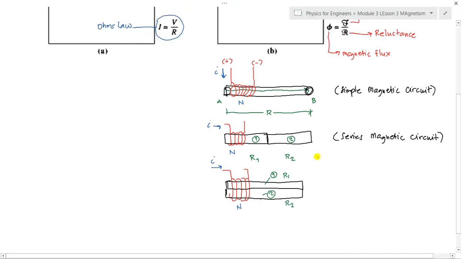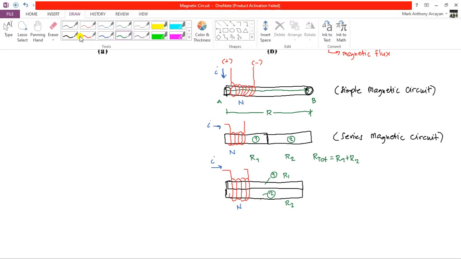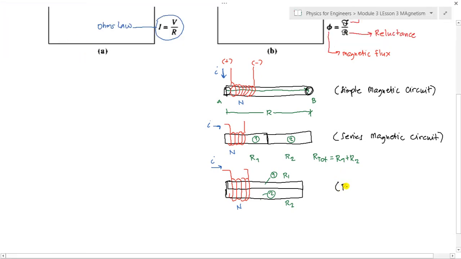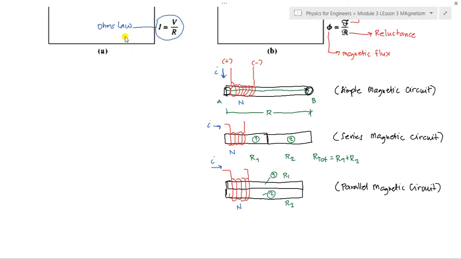And going back to the series, the total reluctance is just the sum, right? It is like a resistor, so R1 plus R2. Sorry, total reluctance, not total resistance. And for parallel, this is the representation. This is a parallel magnetic circuit. Here, the total reluctance is just like an inverse: 1 over R total equals 1 over R1 plus 1 over R2.